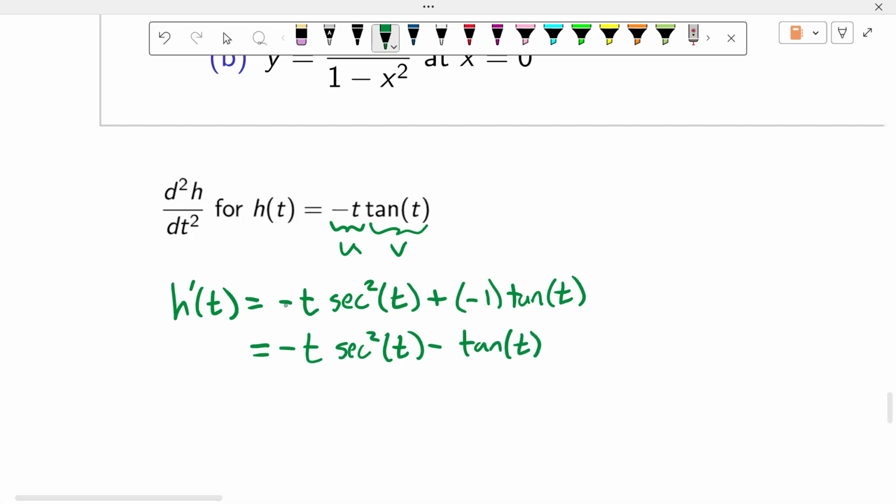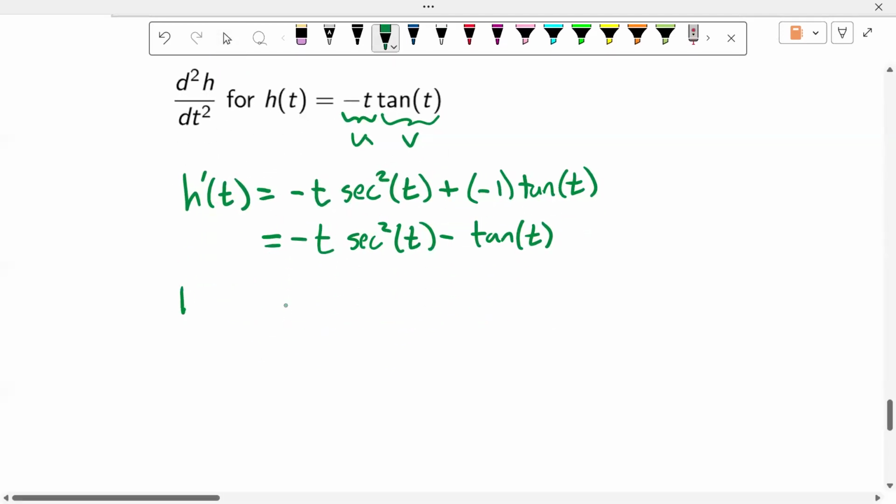The hard part's taking the second derivative. The second derivative is involved. And as much as I love Leibniz's notation with the d squared h over dt squared, I'm going to just write h double prime of t if that's okay with you. So what rule should we use here for this t secant squared? What's a good rule to start with that one? The good old product rule again.